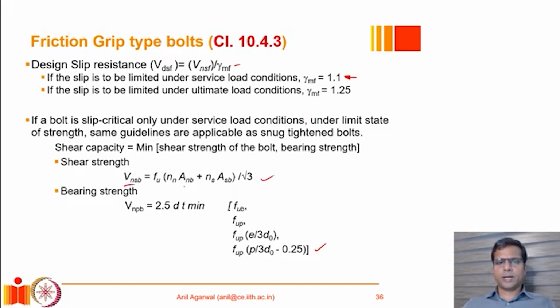So the shear strength in that case will be similar to this, and a factor of safety of 1.25 will be applied, and the bearing strength will be again given by the same expression that we have seen before. This corresponds to bearing failure of the bolt, bearing failure of the plate, bearing failure of the plate if the hole is very close to the edge, and bearing failure of the plate if the holes are too close together in the direction of the load. So the same limit states that we have seen before for bearing strength would apply. Only thing is, just like before, the material factor of safety will be taken as 1.25 in this case too.